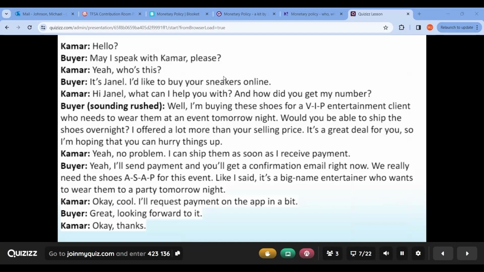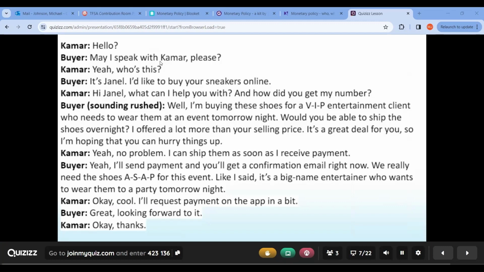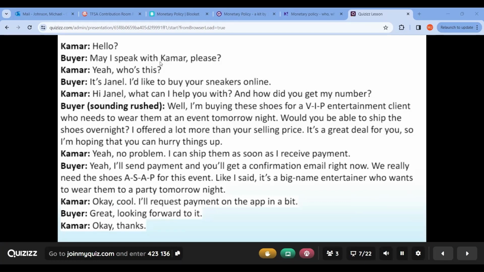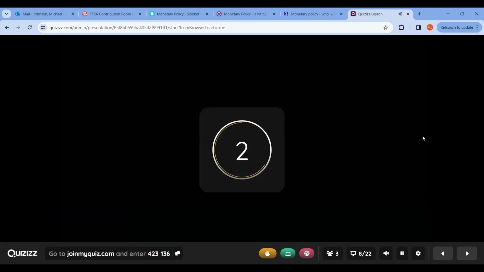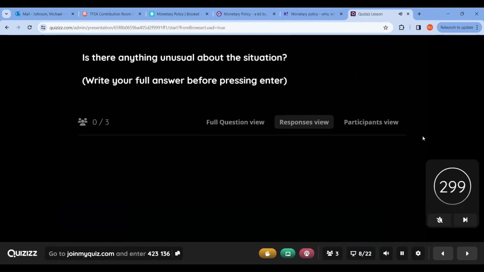So I'll take a screenshot of this and put it in the chat so you can use it for the next slide. Read through that in the chat, and then answer this question: is there anything unusual about the situation? Read the screenshot in the chat, and then tell me, is there anything unusual about the situation?